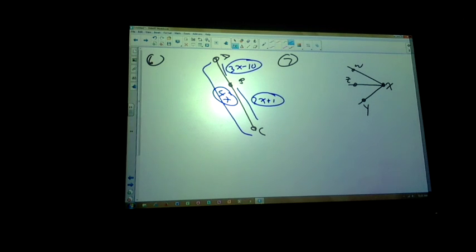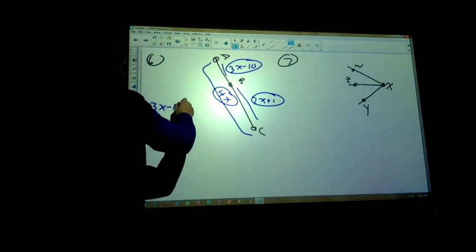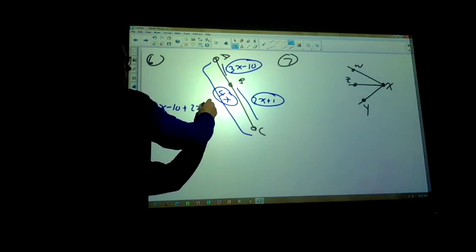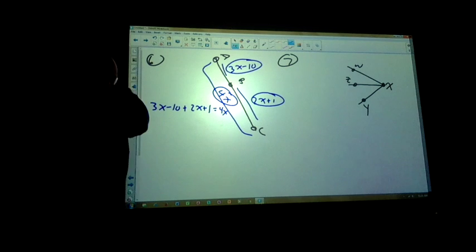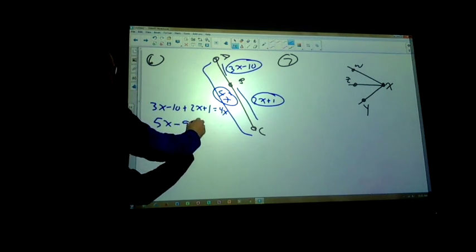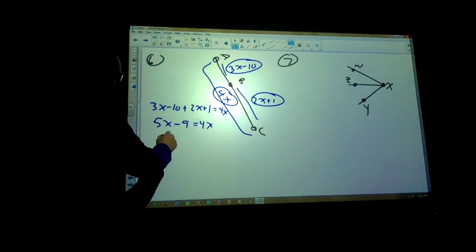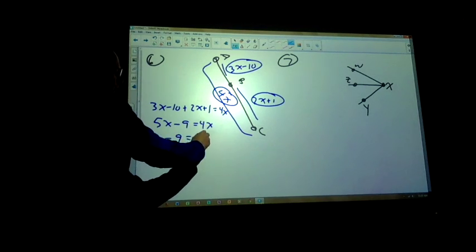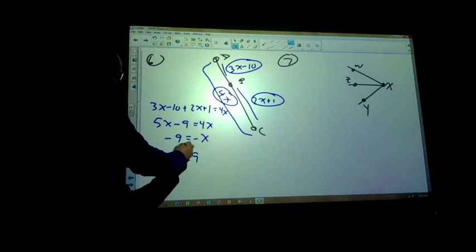Segment addition postulate, correct? So 3x minus 10 plus 2x plus 1 equals 4x. Agree? Let's get x by itself. So I get 5x minus 9 equals 4x. Subtract 5x. So x is equal to 9.